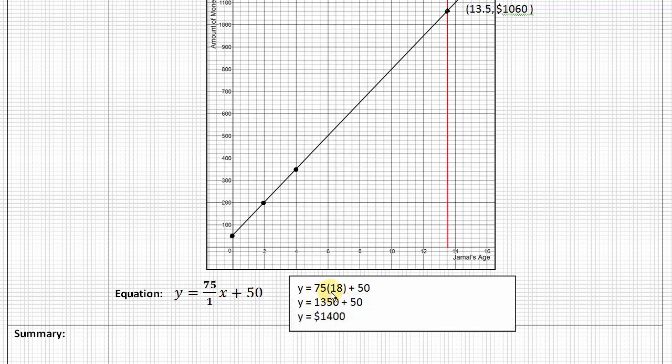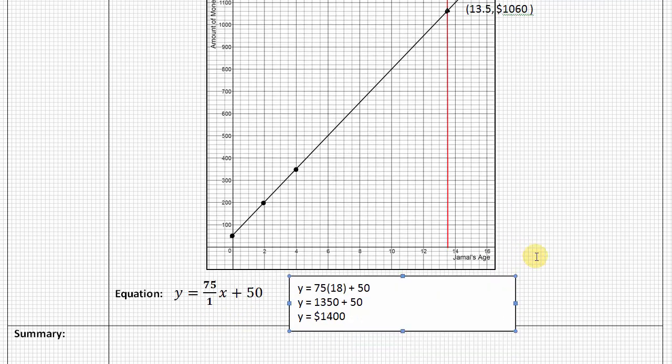So here's what I did. As I showed you, I substituted 18 for x. I multiplied that by 75 to see how much every year, if we did the $75 every year, they would have made $1,350 in deposits. But then we also need to add in the $50 that it started with on their very first deposit, and so that takes us to $1,400. So when he's 18 years old, using our equation, we can predict, but we know for certain that he would have $1,400.